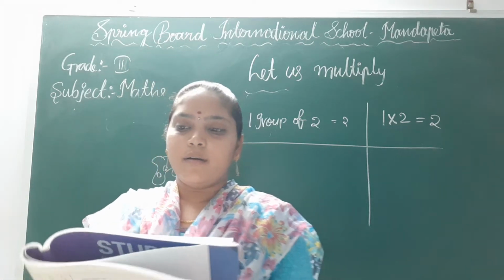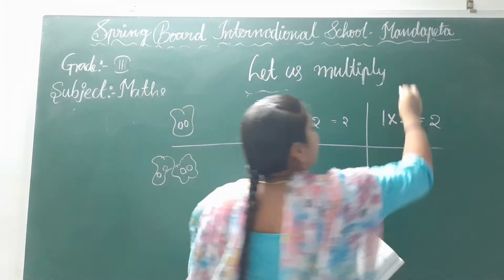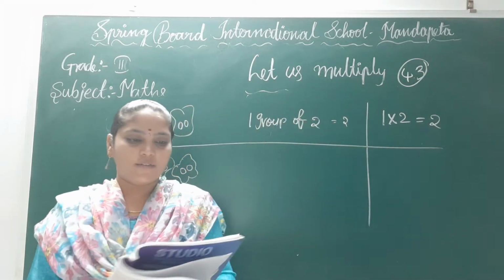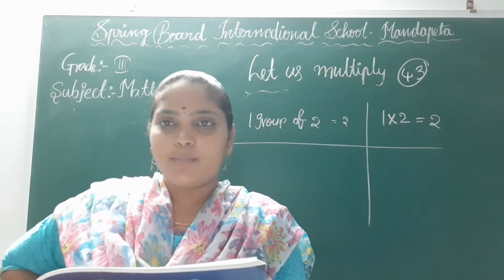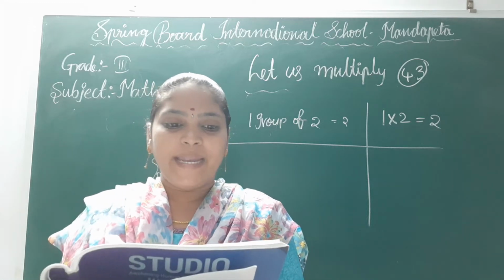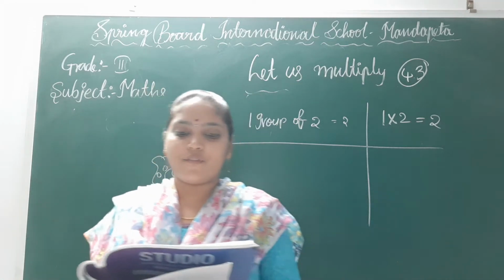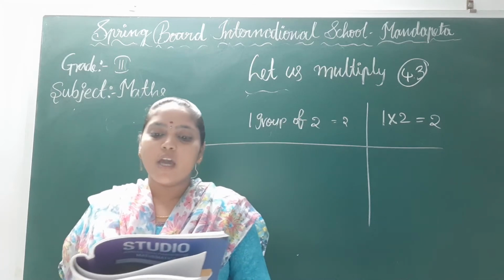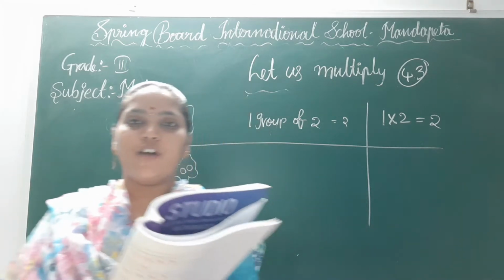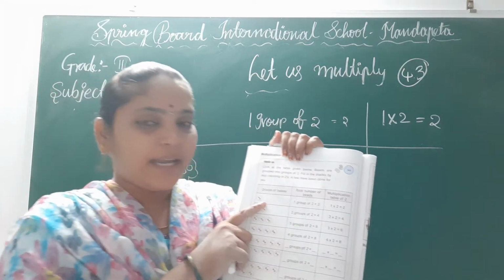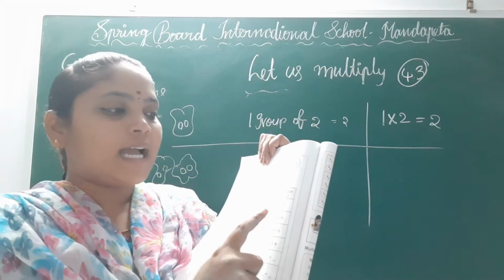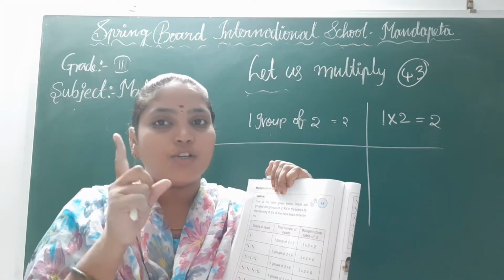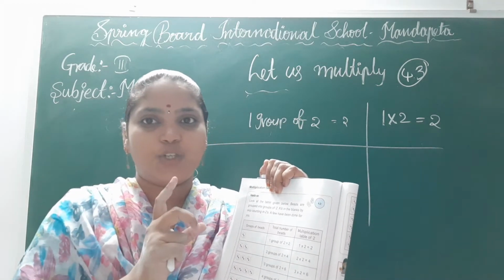Now page number 72, 4.3 Hands-on activity. Look at the table given below. Beads are grouped into groups of 2. Fill in the blanks by skip counting in 2s. A few have been done for you. Here given are groups of beads, the total number of beads, and the multiplication table of 2. If you do this activity, you will learn the 2 table very easily, children.